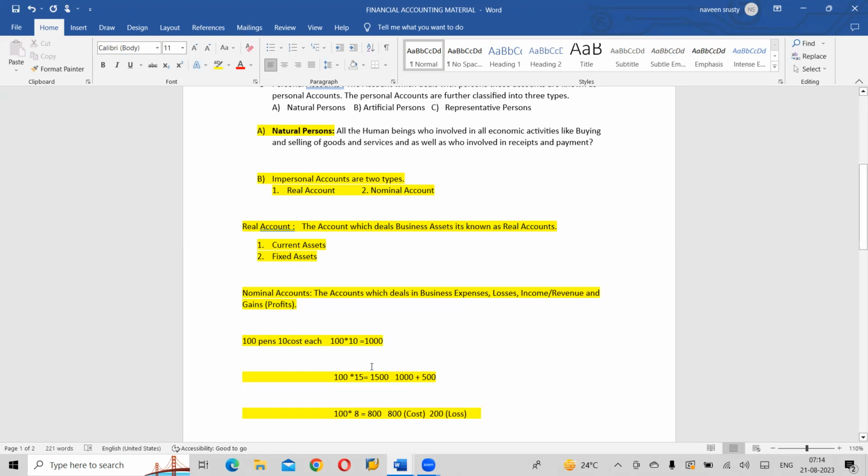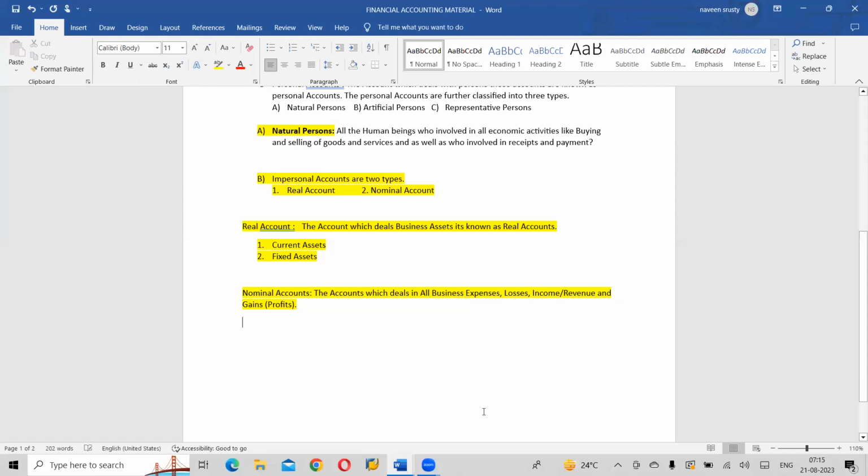So here the nominal account deals in all business expenses, losses, incomes, and profits. Right? Now we know what you mean by an expense, what you mean by a loss, what you mean by income, and what you mean by gains. Right? So, okay.